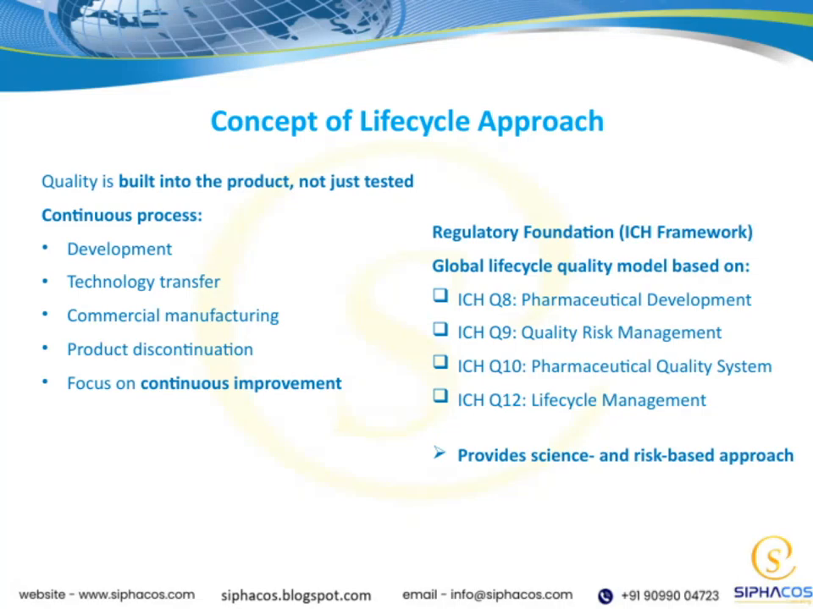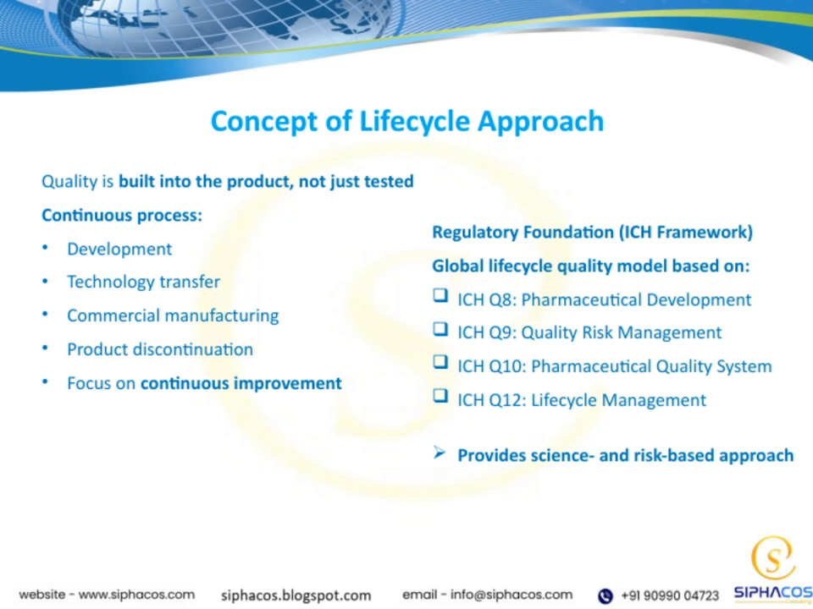Let's take a closer look at the Regulatory Foundation, or the ICH framework. This is a global model that guides how we manage quality throughout a product's life cycle. It's based on several key guidelines: ICH-Q8, which focuses on pharmaceutical development; ICH-Q9, which emphasizes quality risk management; ICH-Q10, the pharmaceutical quality system; and ICH-Q12, which covers life cycle management. What's important here is that this framework promotes a science and risk-based approach. Instead of just testing at the end, quality is integrated into every stage of the product's development and manufacturing.